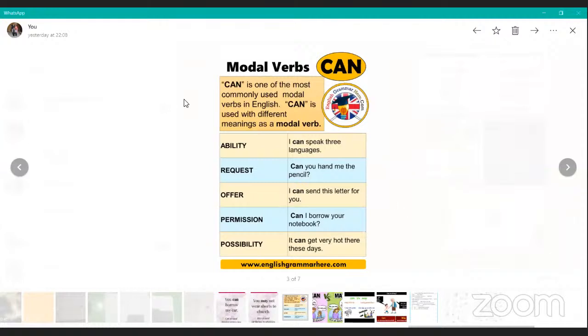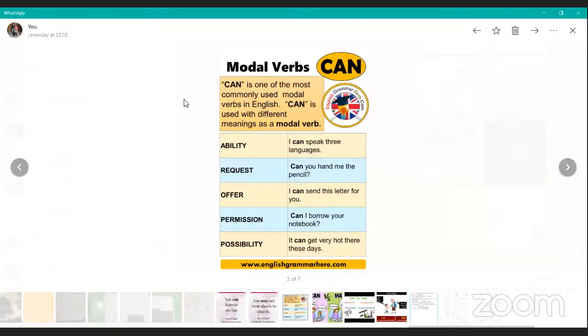Now you can see this. Modal verb can. Can is one of the most commonly used modal verbs in English. Can is used with different meanings as a modal verb. හරි පුතේ. අපි දැන් ඉගෙන ගනිමු modal verb කියන can කියන එක අපි පාවිච්චි කරන අවස්ථාව. Now if you want, while I explain, you can write them down. You can take this note. Write the topic modal verbs.